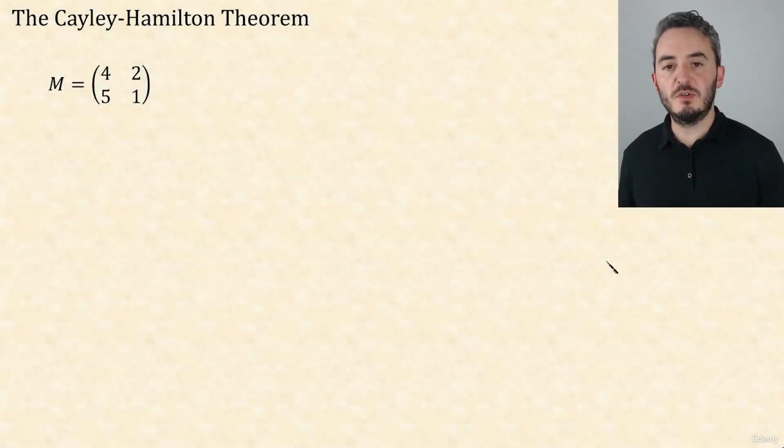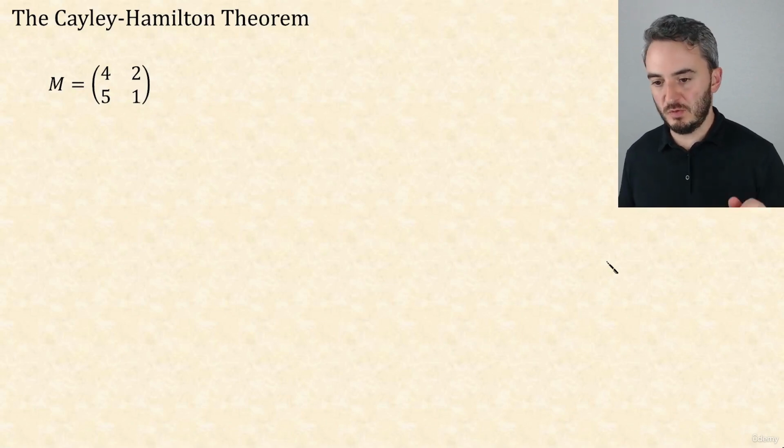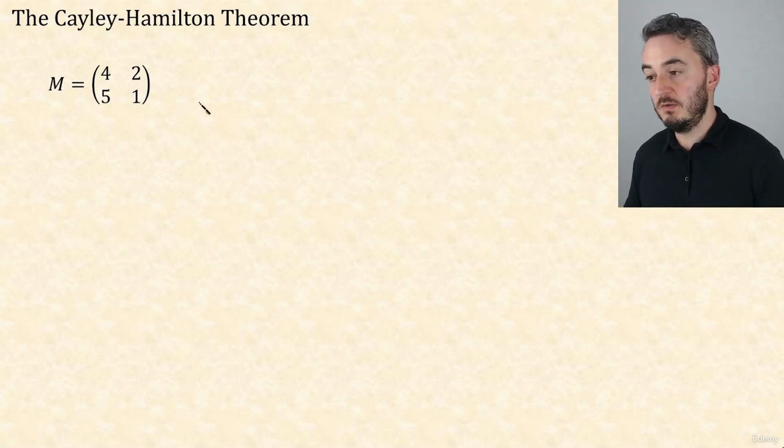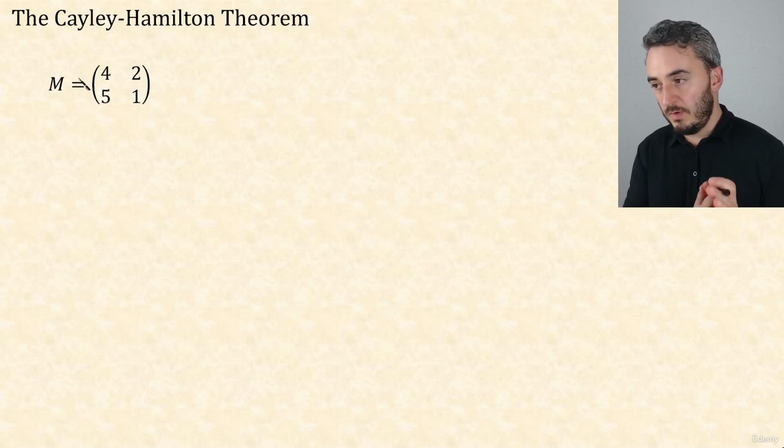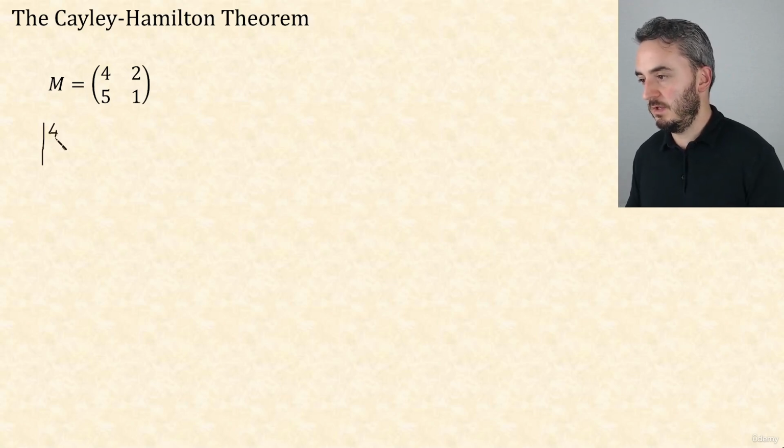In this video, we're going to explore something called the Cayley-Hamilton theorem, which is a really powerful result which we're going to use to find inverses really cleverly. So take a standard 2 by 2 matrix like this. We've learned that there's this equation called the characteristic equation, which is simply the determinant of your matrix minus lambda times the identity. And we use the characteristic equation to find eigenvalues.